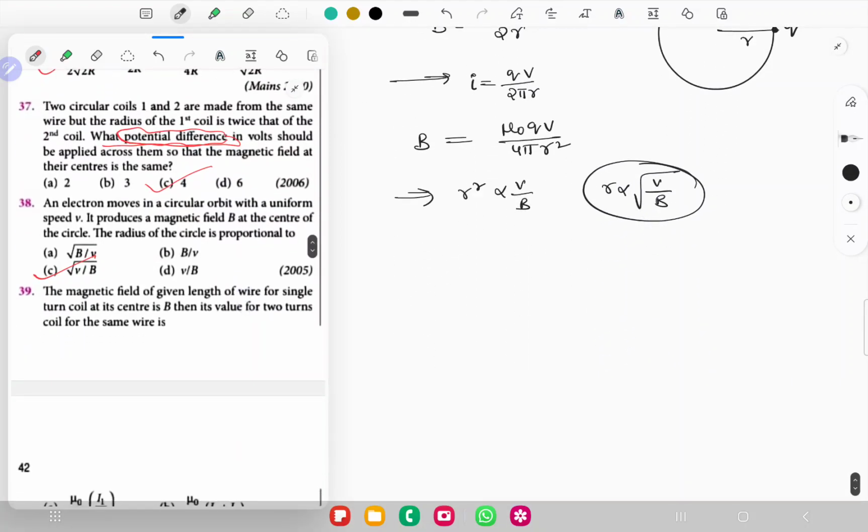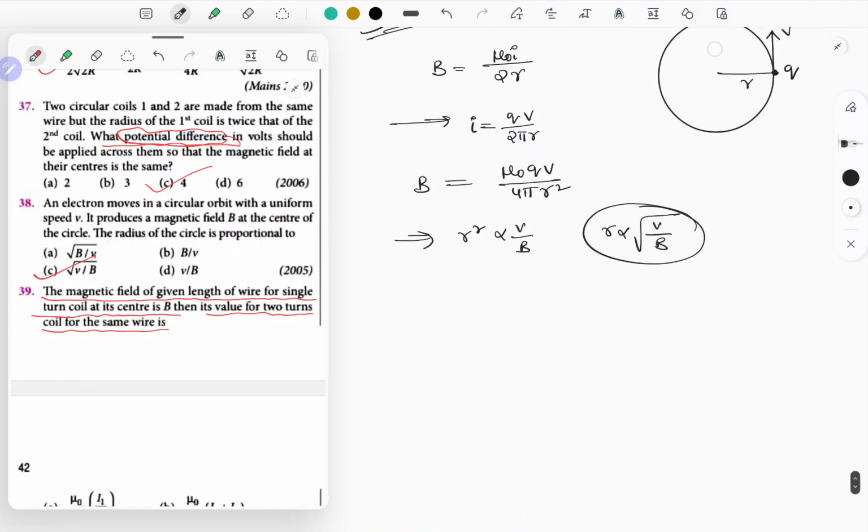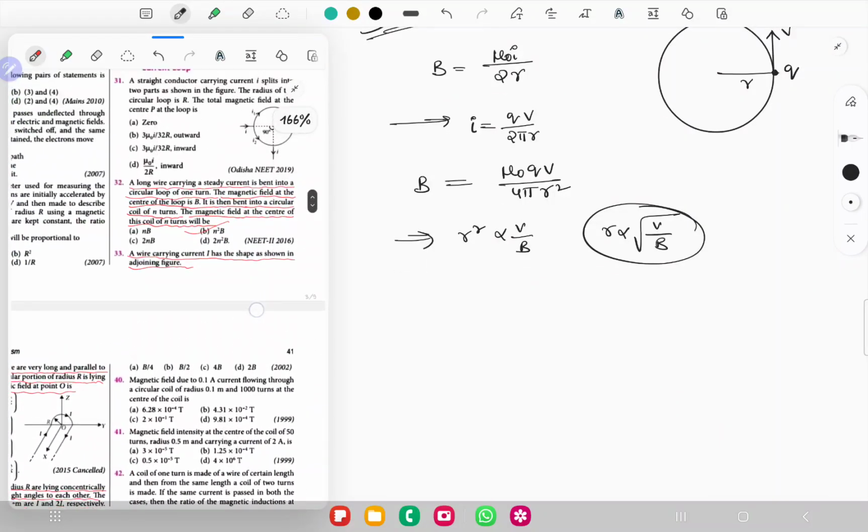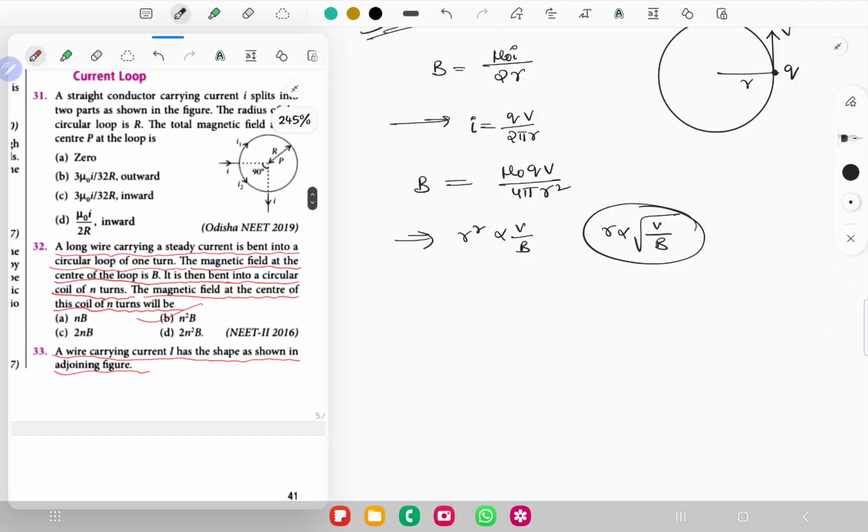Understood? Okay, so let's solve the next one. The magnetic field of a given length of wire for a single turn coil at its center is B. Then its value for a 2 turns coil for the same wire. Okay, super. We did solve this question earlier. This question is similar to question number 32, exactly the same.